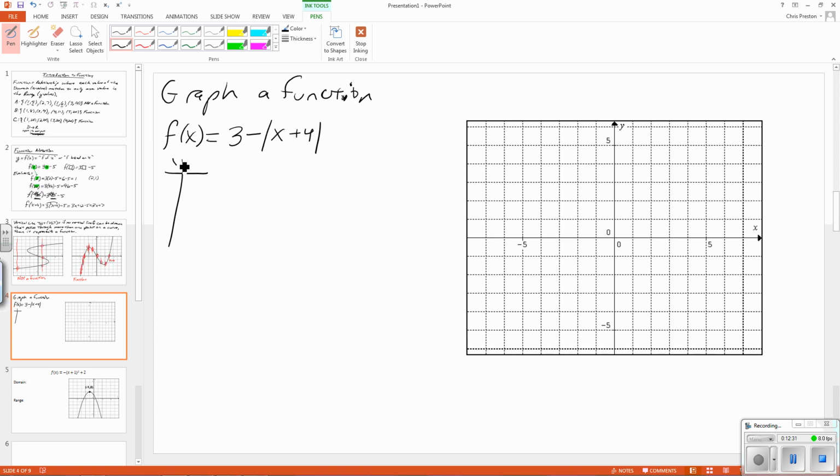Now, it would be nice if I was given some values here. And in a second, I'll show you what I can do if I'm not given values. How do I know I've got enough information? But let's say they were nice and they gave me some values. They said, I'm going to give you -6, -4, and -2.